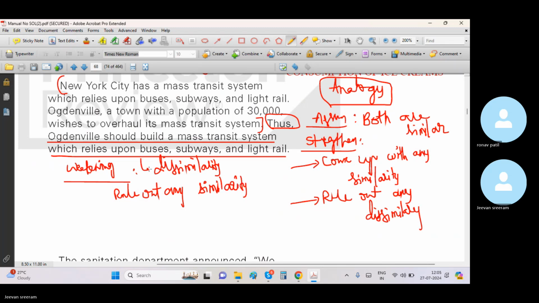So for any analogy pattern, the assumption is both are alike. Both A and B are similar. And strengthening, weakening lines are going to be written based on these generalized assumptions and generalized strengthening, weakening lines. Clear?